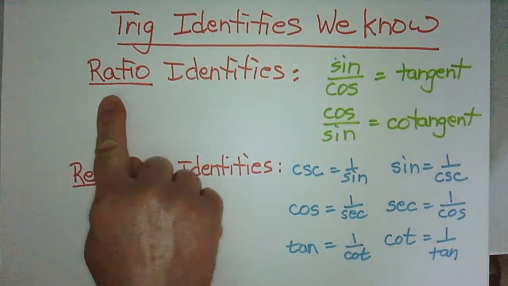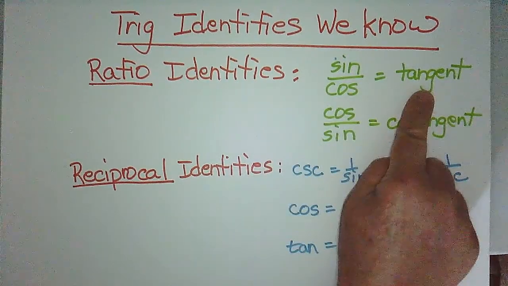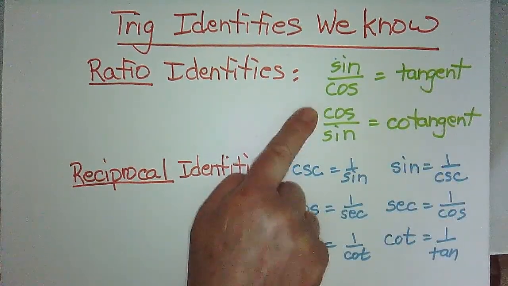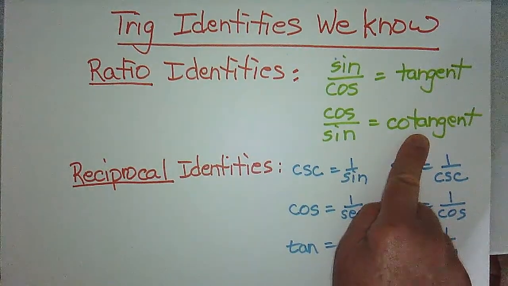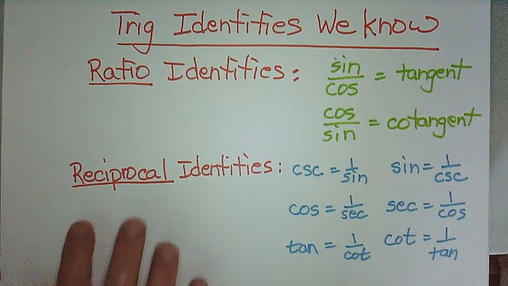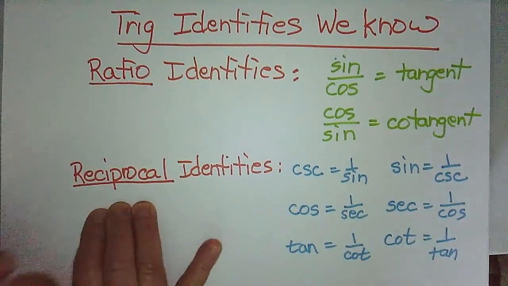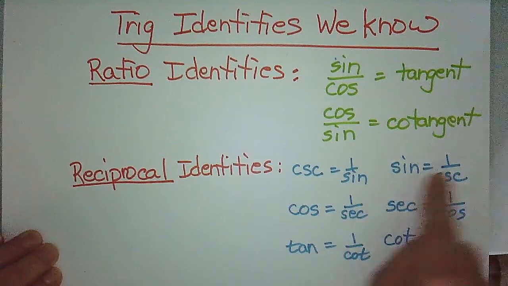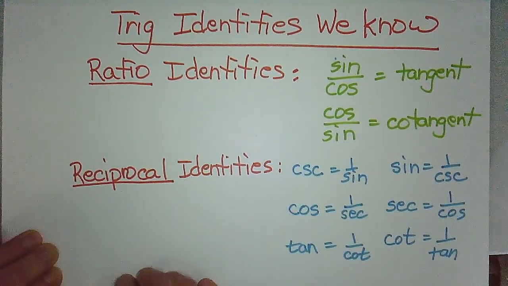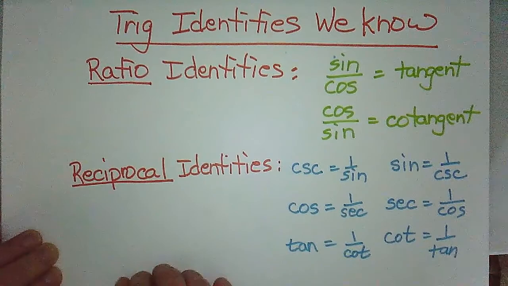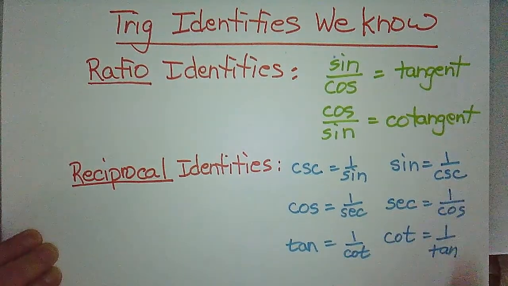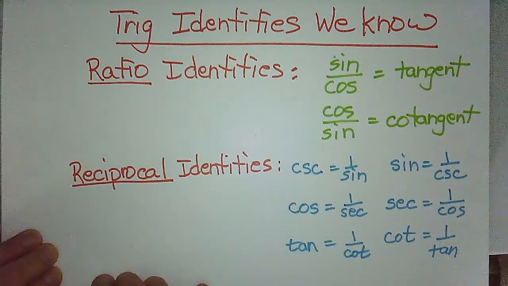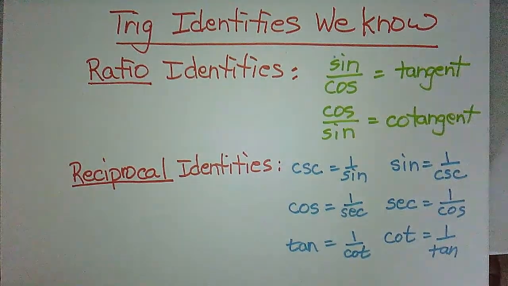So we've already learned some trig identities. The ratio identities are sine over cosine equals tangent and cosine over sine equals cotangent. We also learned the reciprocal identities. Cosecant is 1 over sine, sine is 1 over cosecant, cosine is 1 over secant, and secant is 1 over cosine, tangent is 1 over cotangent, and cotangent is 1 over tangent. So we already learned those.